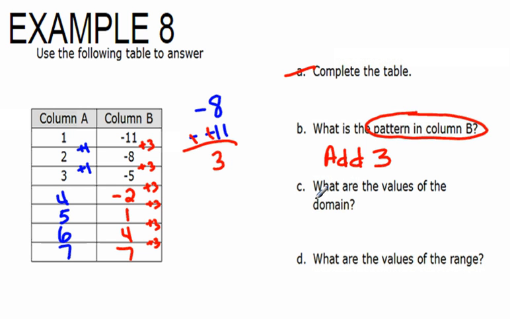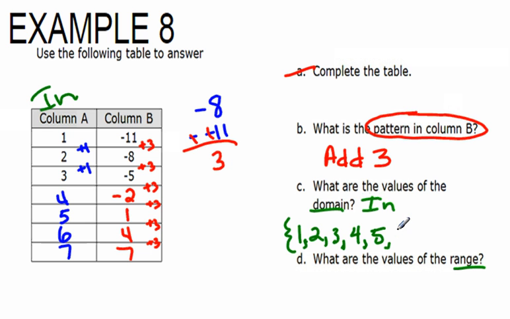Question C and D ask us about the domain and the range. Domain is our input, which is our column A. And so what we do is I'm going to start off with a brace here, and then we're going to list our values from that column from least to greatest. So 1, 2, 3, 4, 5, 6, and 7.